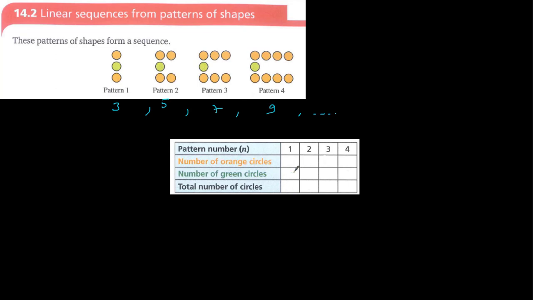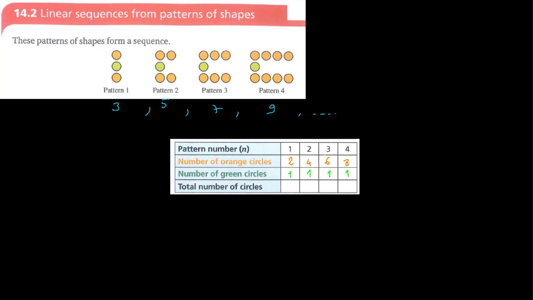Firstly, let's count how many orange circles there are. In the first pattern, we have 2 orange circles. In the second pattern we have 4 orange circles. In the third pattern we have 6 orange circles. Then we have 8 orange circles. How many green circles do we have? For all of them we have only 1 green circle, 1 green circle, 1 green circle, and 1 green circle for pattern 4.